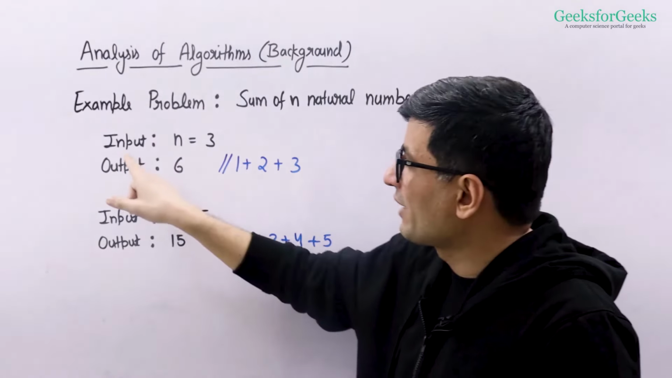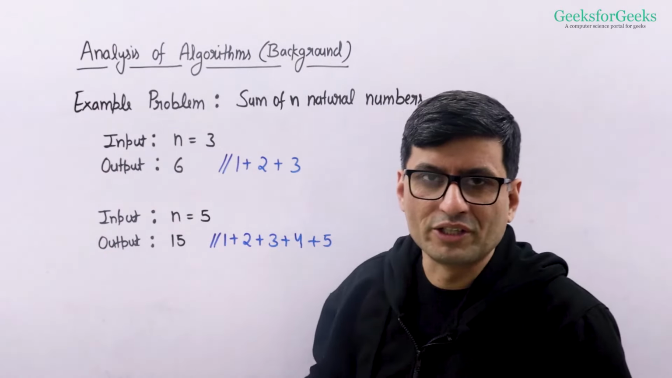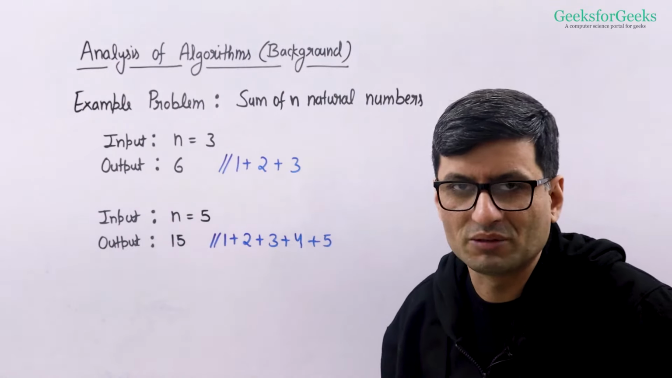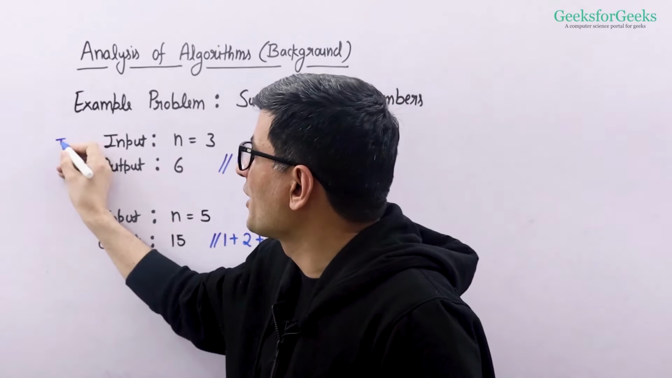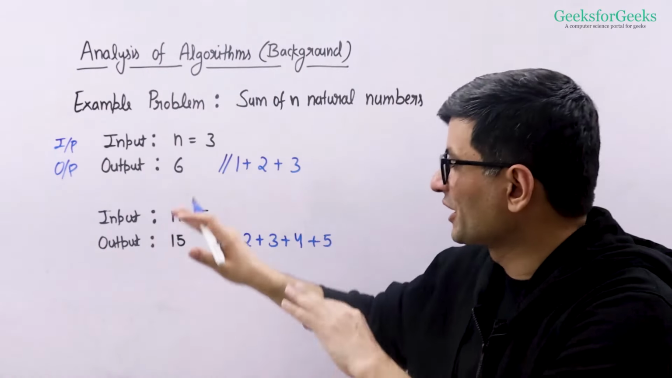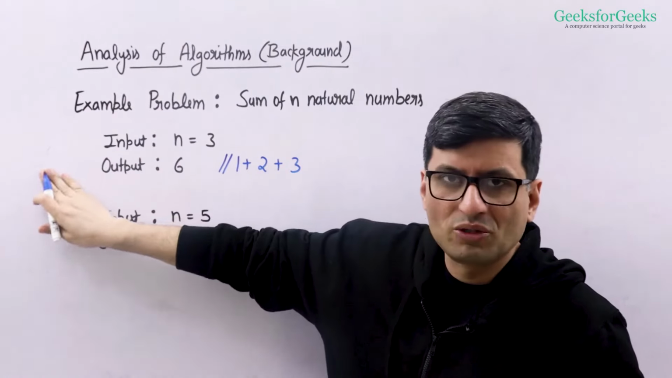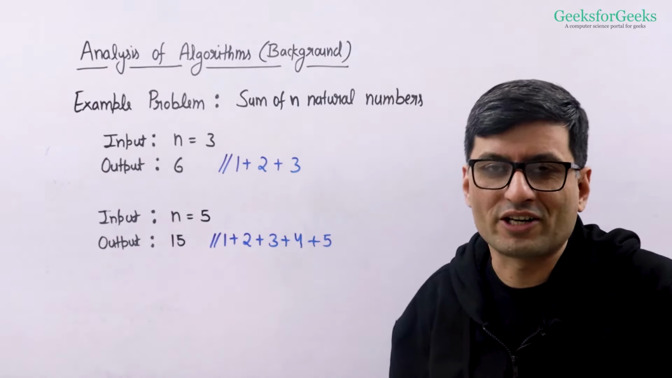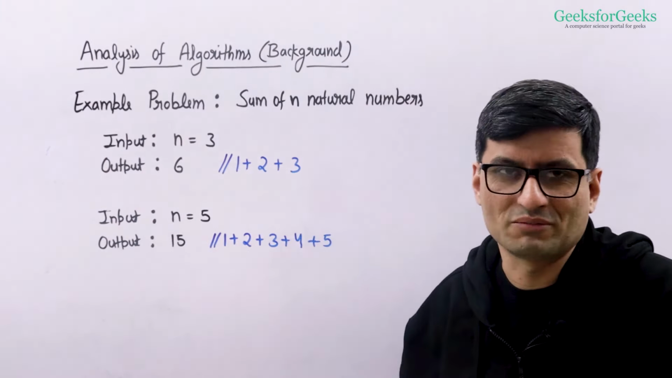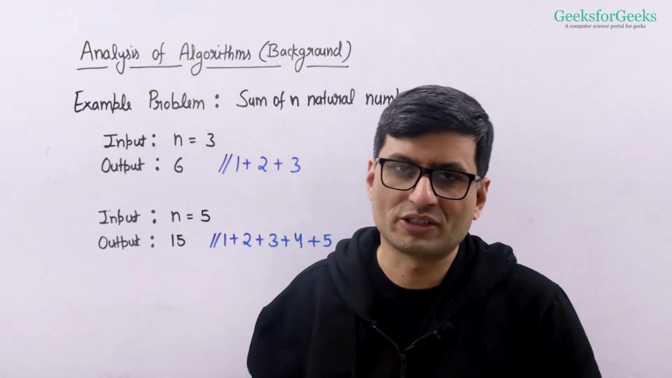See, in this video, I have written complete input and output. In the upcoming videos, to save writing too much text on the board, I am going to use IP for input and OP for output, just to save the space here. So we have an input number n. We need to write a function that returns sum of first n natural numbers. Please pause this video and try to write down a function yourself.